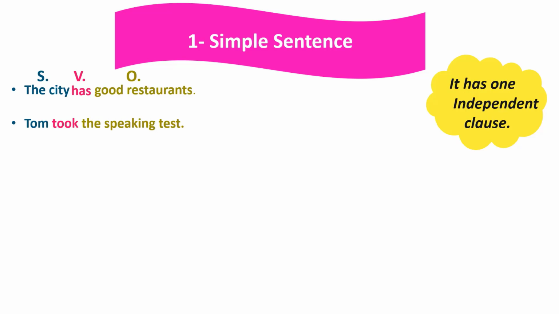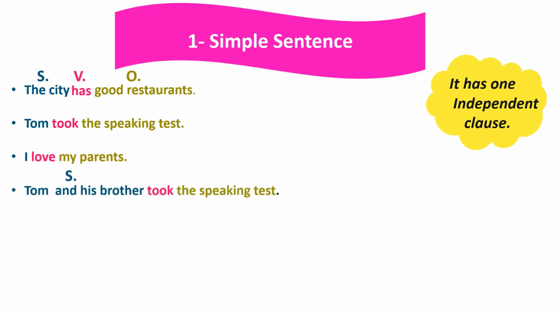And actually we can have a longer complement. Like I can say, Tom took the speaking test yesterday. I love my parents, full stop, a simple sentence. Or I can say I love my parents very much. However, a sentence like this might be confusing because it has and. Tom and his brother took the speaking test. But actually it's still a simple sentence, and that's why we use only a full stop. We don't use a comma before and. This is a simple sentence that has a compound subject, a subject that has two words.